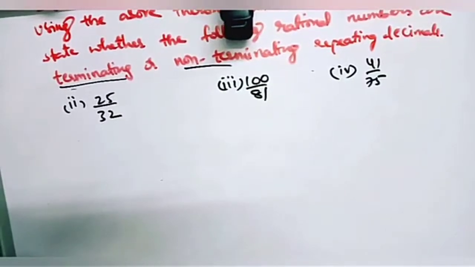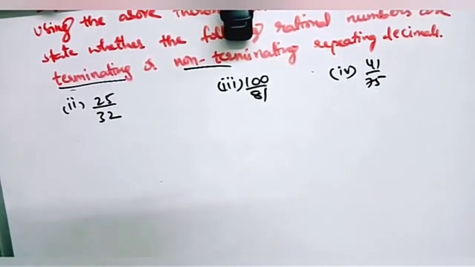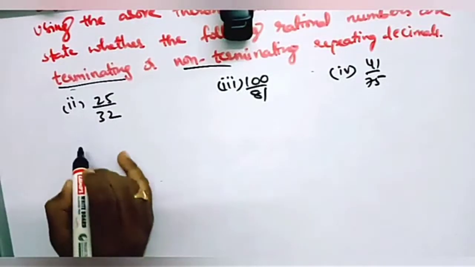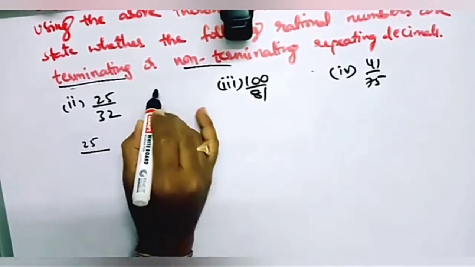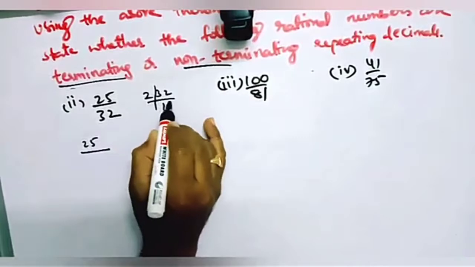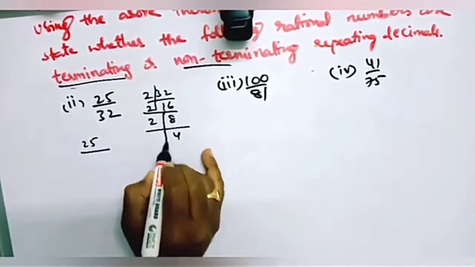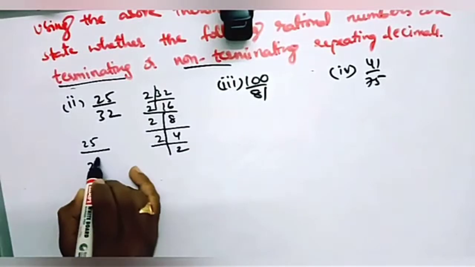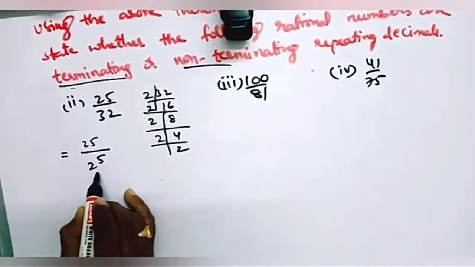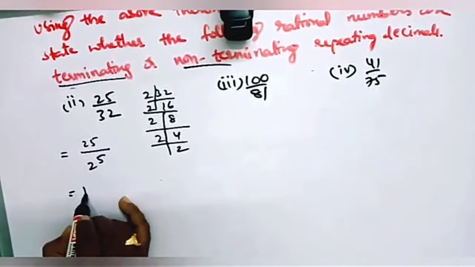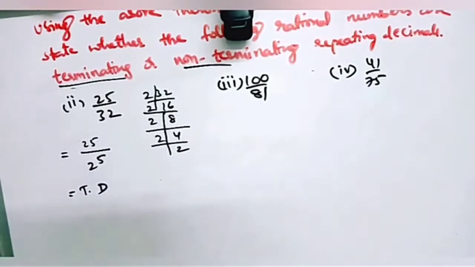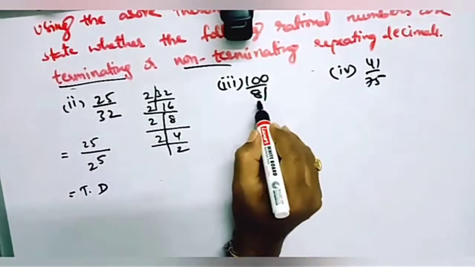The next second one, 25 by 32. So 32, if I am doing the LCM, then 2 times 16 is 32, then 2 times 8, then 2 times 4, then 2 times 2, then you will get 2 power 5. So the denominator is 2 power 5, then it is a terminating decimal. The next one is 100 by 81.